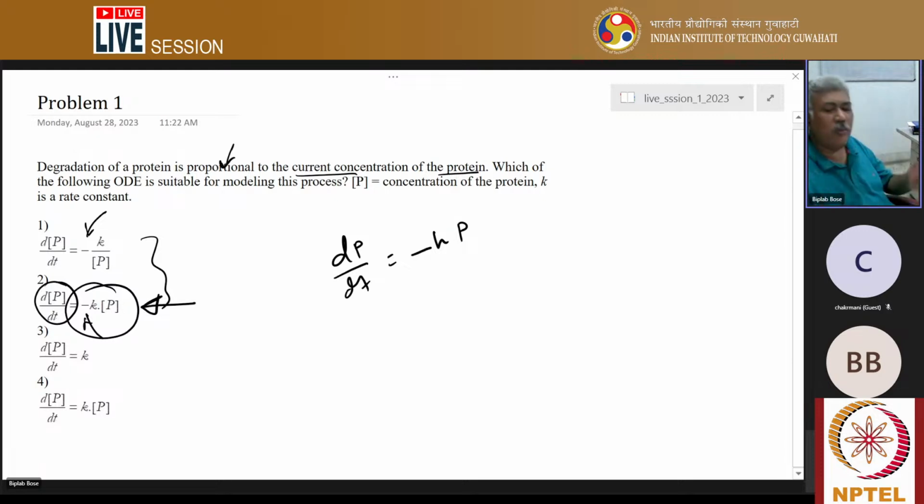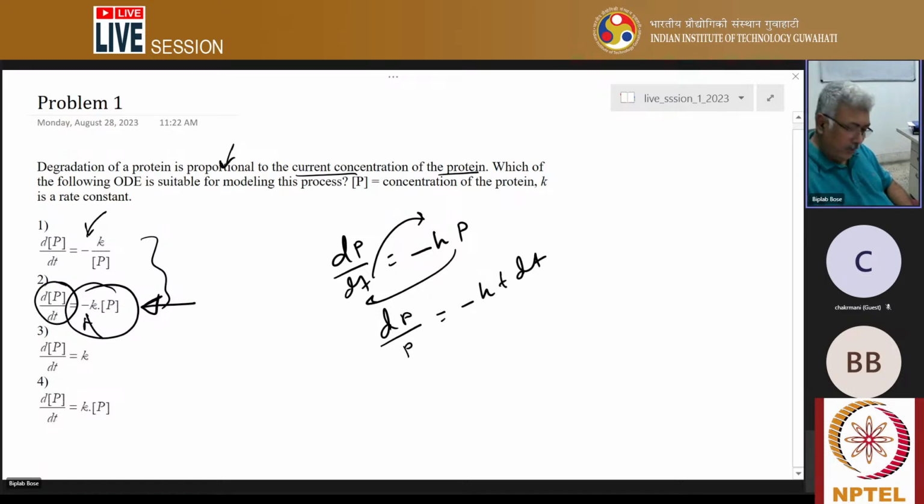And this is typically what you may have learned in chemistry textbooks, the kinetics of reaction. This is first order, as simple as first order. I have not done it here, but you should be able to integrate it: dP/dt, you take the P on this side, so then it becomes minus K into dt. Then you integrate both sides.